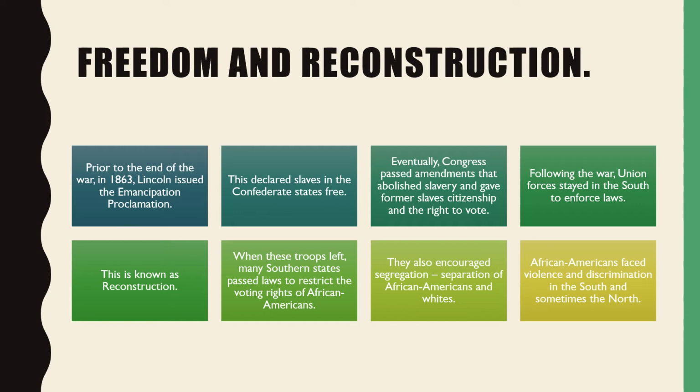Now, freedom and Reconstruction. Prior to the end of the war, in 1863, Lincoln issued the Emancipation Proclamation, which declared slaves in the Confederate States free. Eventually, Congress passed amendments or changes to the Constitution that abolished slavery and gave former slaves citizenship and the right to vote. Following the war, Union forces stayed in the South to enforce laws, and this is known as Reconstruction.